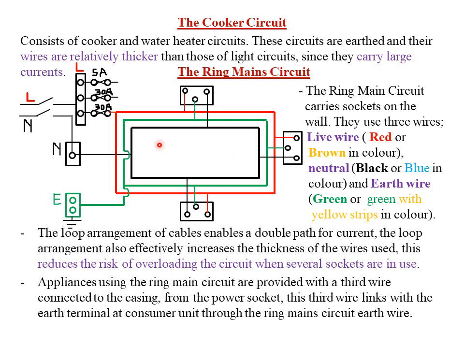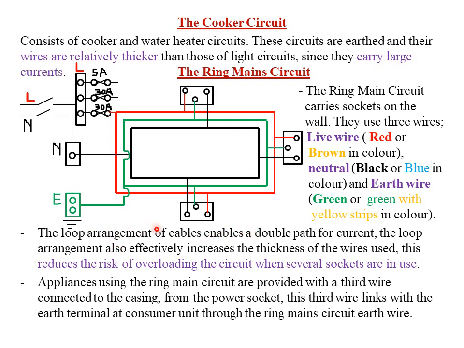So let's see the reason why we need a ring in that particular circuit. The loop arrangement of the cables enables a double path for the current. The loop arrangement also effectively increases the thickness of the wires used. So this reduces the risk of overloading the circuit when several sockets are in use. You can be asked to give a reason or an advantage of the loop arrangement of the cables in the ring main circuit.